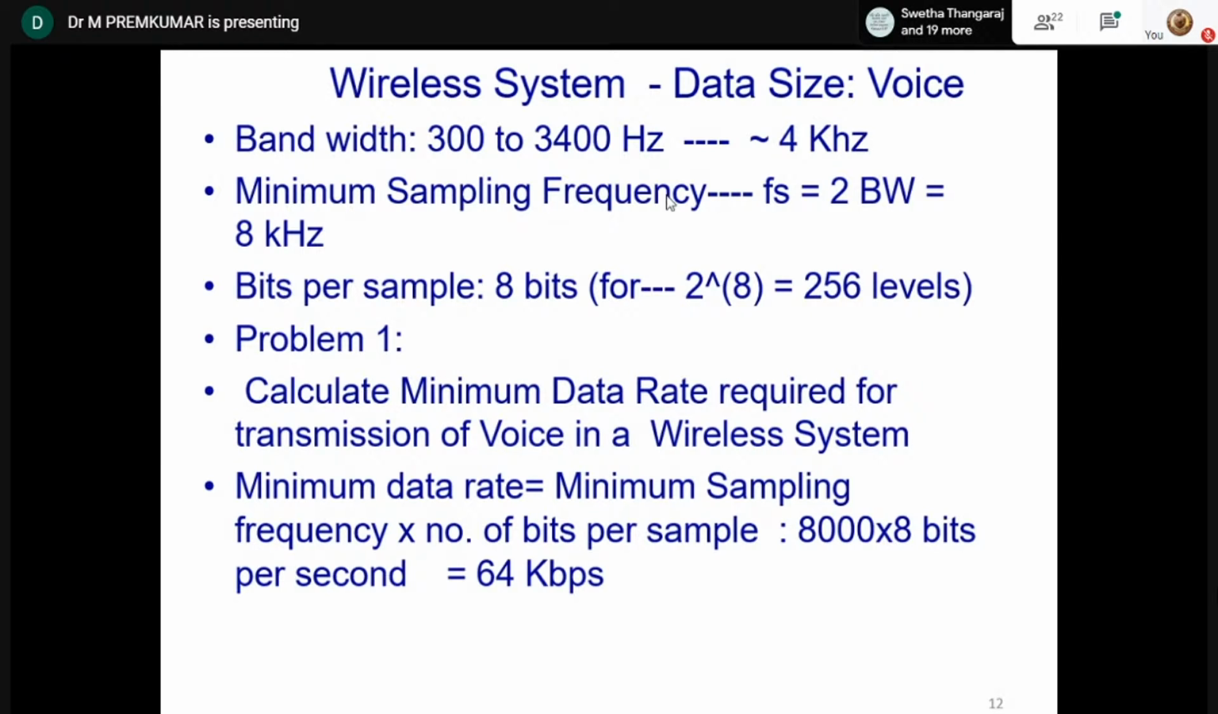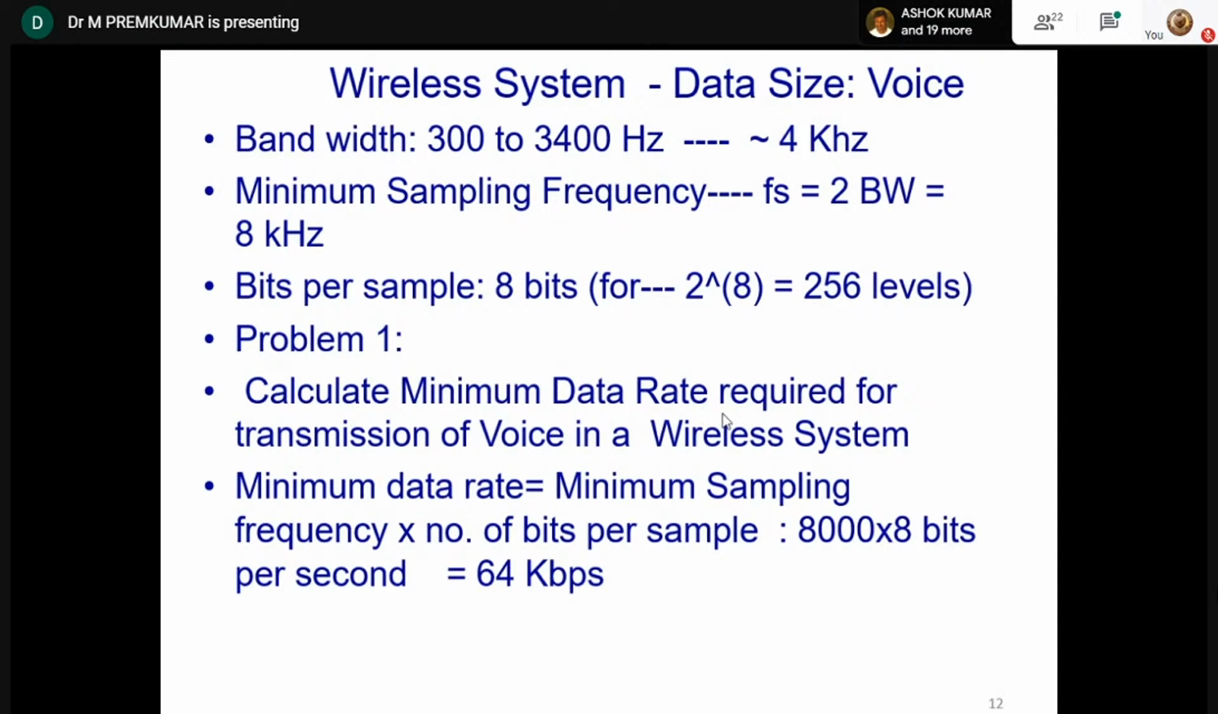So the minimum sampling frequency you can have is fs, which is nothing but 2 times the bandwidth, or 8 kilohertz. The number of bits per sample considered is 8 bits, for example 2 power 8, which is 256 levels. Now here we'll do a small problem, so that you have some knowledge on how one-dimensional signals work. Anyway, in machine vision we will be using only two-dimensional signals. This is just for information.